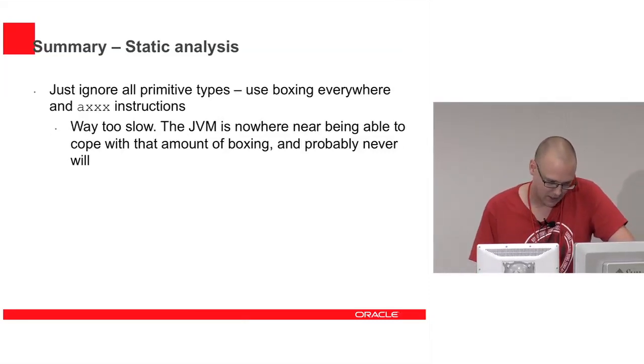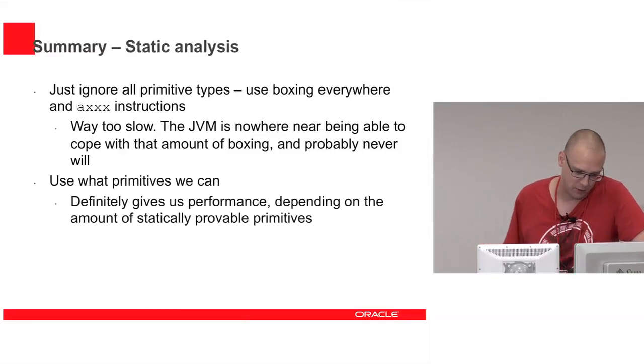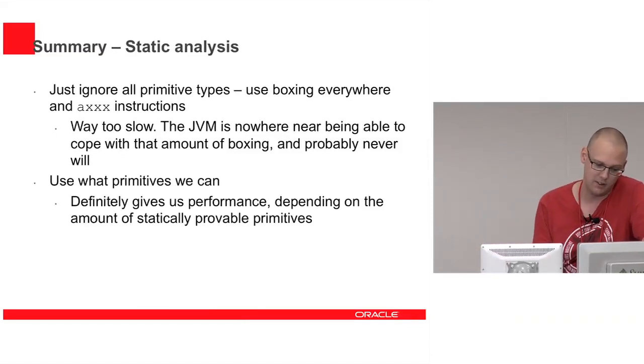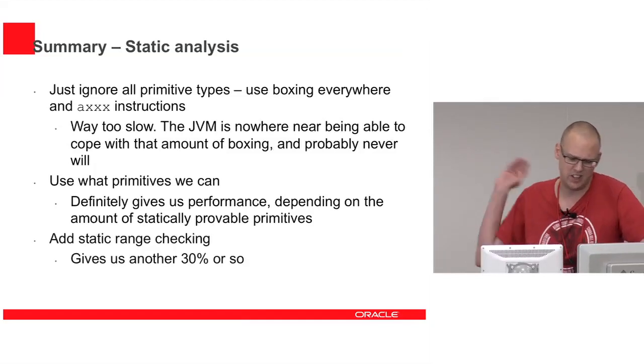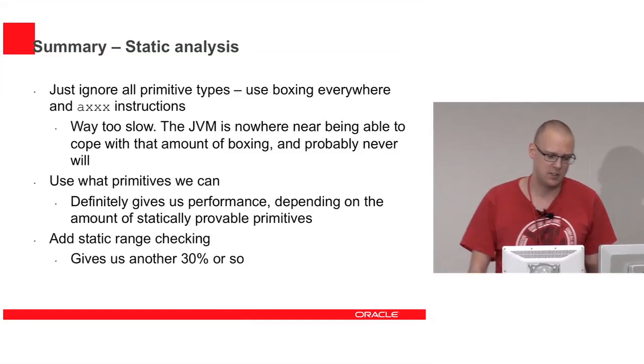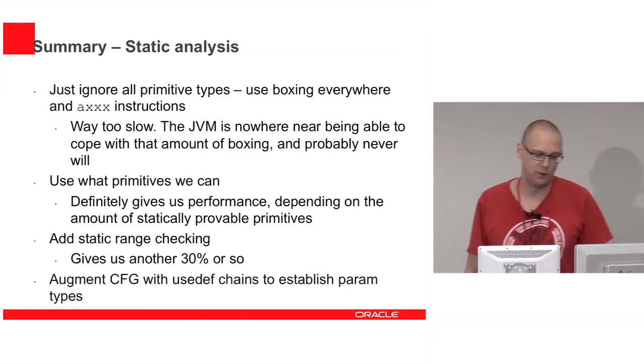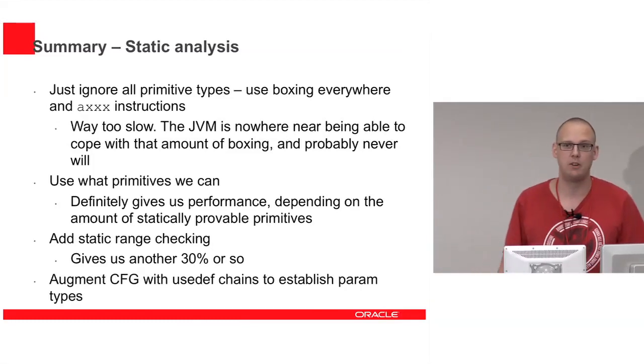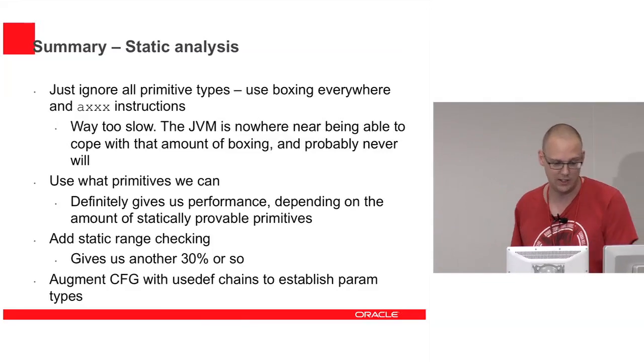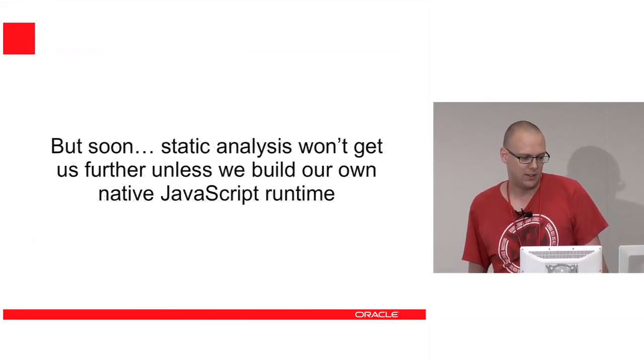So that's not good enough. So use whatever primitives we can, fine. It gives us performance depending on the amount of statically provable primitives. Add static range checking, gives us another 30%, but it's not really worth it because we have so many objects. We can add a control flow graph with use-def chains to establish parameter types in certain cases, and it's static as well. It's pretty okay. But let's abandon this track.